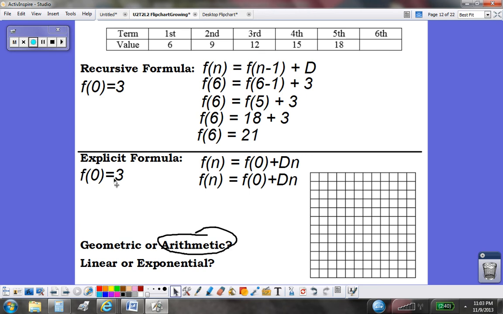F of 0, that's part of the explicit formula. So I'm going to first define that. F of 0 is 3. And remember, all we did was backtrack the first term to the 0 term by subtracting 3 from 6.